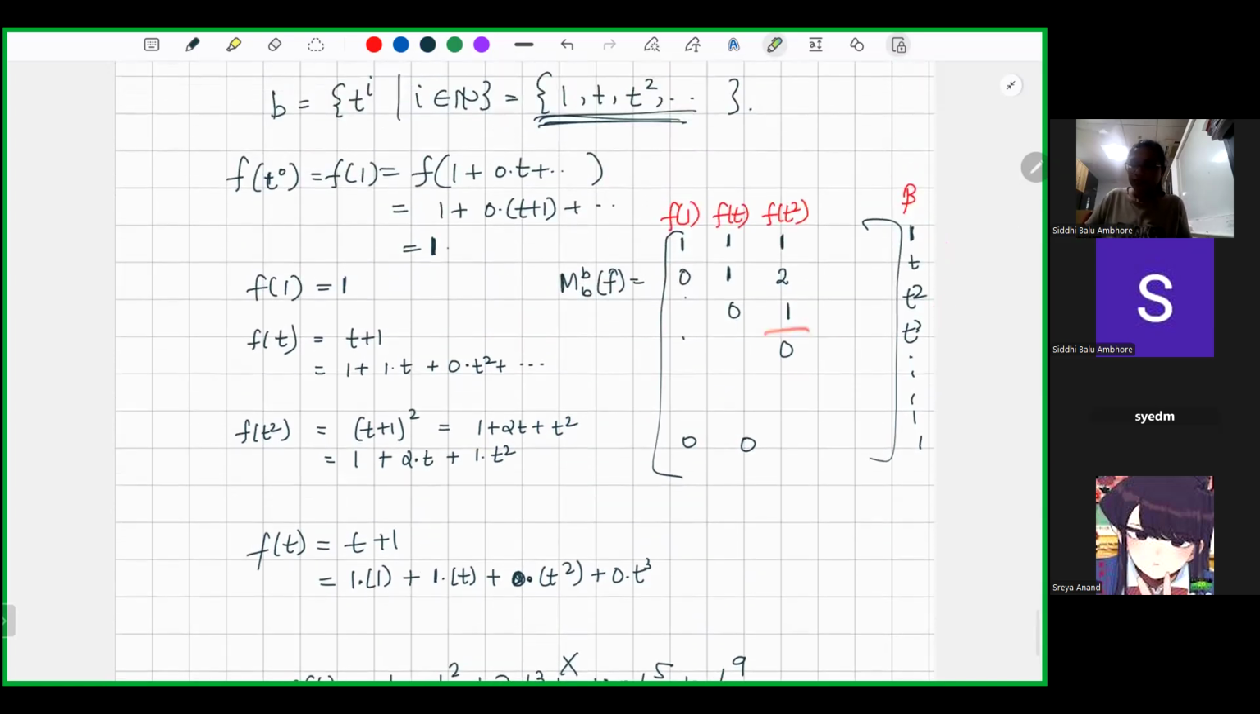What will I enter at this entry in the matrix? The corresponding coefficient of t cube. It will be 0, right? Because there is no coefficient for t cube here. Is it okay? Yes, ma'am. My confusion's clear, ma'am. Yeah, okay.